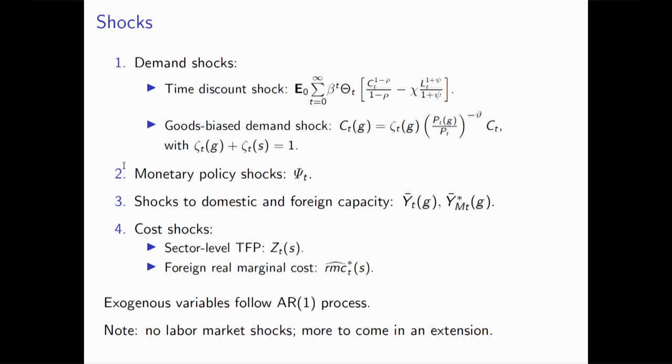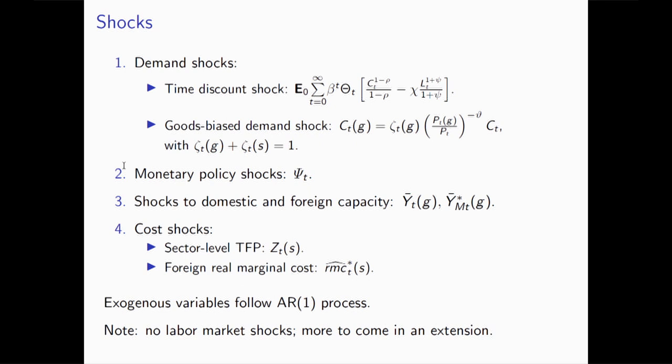The shocks we're going to have: two different shocks to demand in this baseline. There's going to be time discount shocks. There's going to be a shock to the composition of expenditure, so it's a taste shock between goods and services. The monetary policy shock I already mentioned. Shocks to capacity in these two production places. Shocks to marginal costs that take the form of TFP shocks in each of the sectors domestically, and shocks to the marginal cost in foreign production.